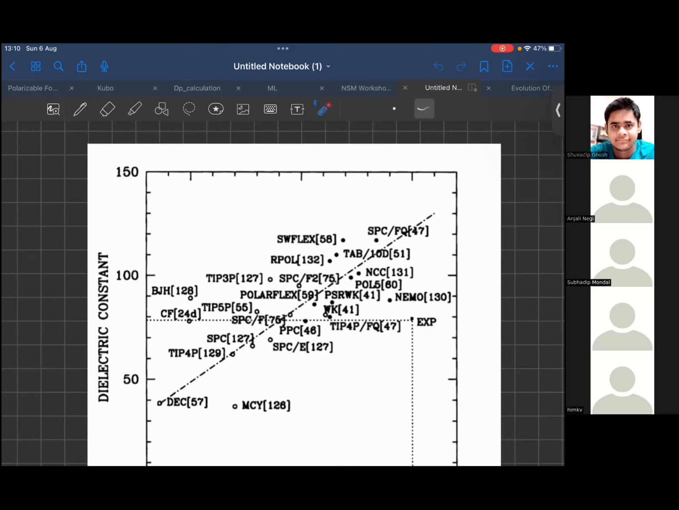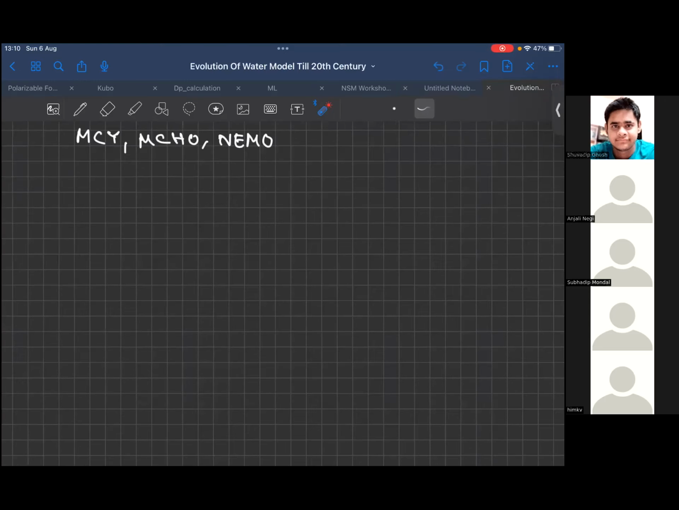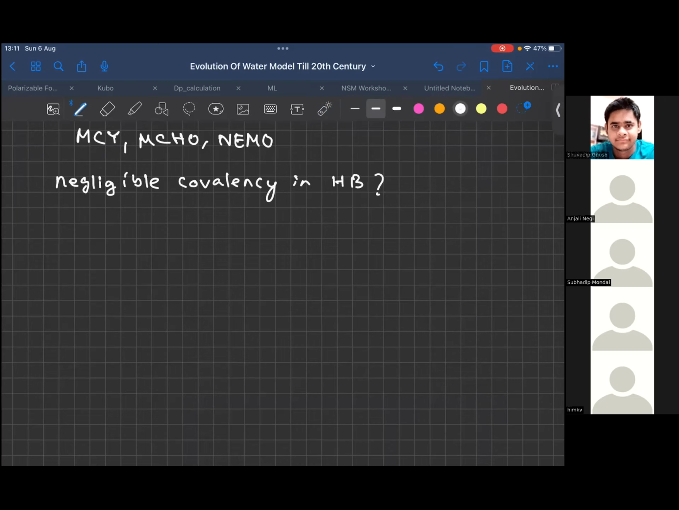But apart from this, if you address a few questions, the first thing is that when people were making the water models, they assumed a hypothesis: they considered the negligible covalency of the hydrogen bond. So is that hypothesis of negligible covalency in the hydrogen bond correct or not?